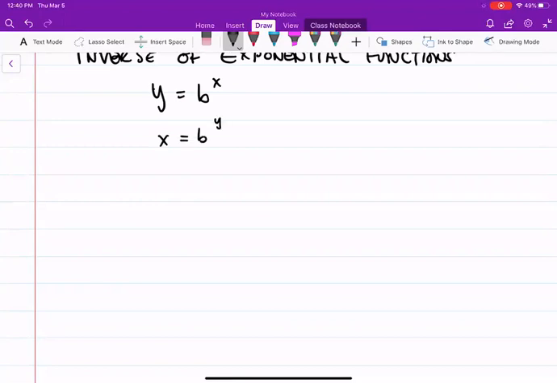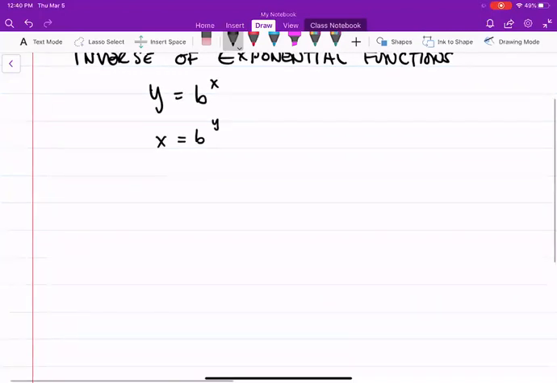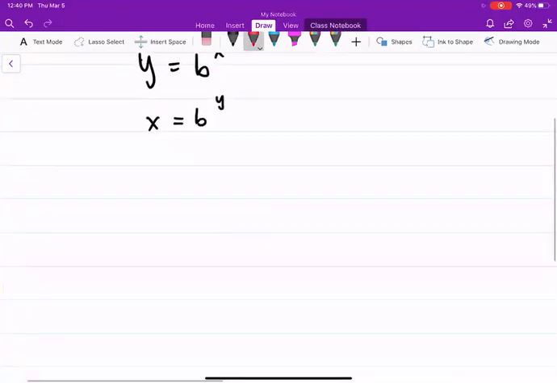And then, of course, this is where you guys would get stuck. You're like, okay, so what do I do now? So the first thing I'm going to tell you is that because they're inverse functions, just like the square and the square root, the cube and the cube root, this is what we would do. We would take the log base b of the x. If I do it to one side, I have to do it to the other.